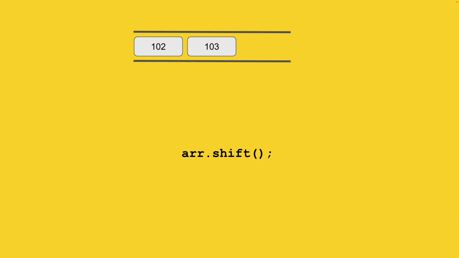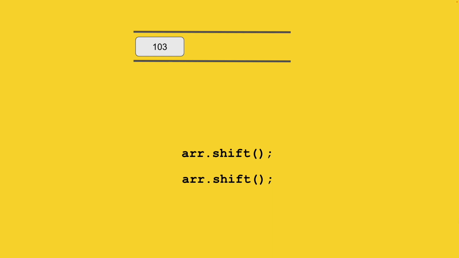Now let's do the shift operation one more time. Now 102 will get removed and the remaining elements of the array will come forward. And now in our array, only one element is remaining, that is 103.